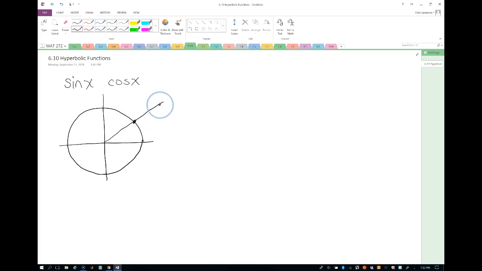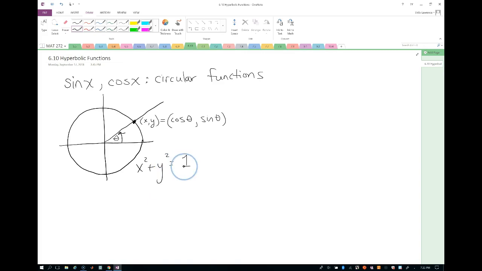So if we knew what this angle was, that point where the angle meets the circle would have an x-coordinate and a y-coordinate, and they would also give you cosine and sine of that angle, theta. So we call these circular functions. The equation for this circle is x squared plus y squared equals 1, because it has a radius of 1 and it's centered at the origin.